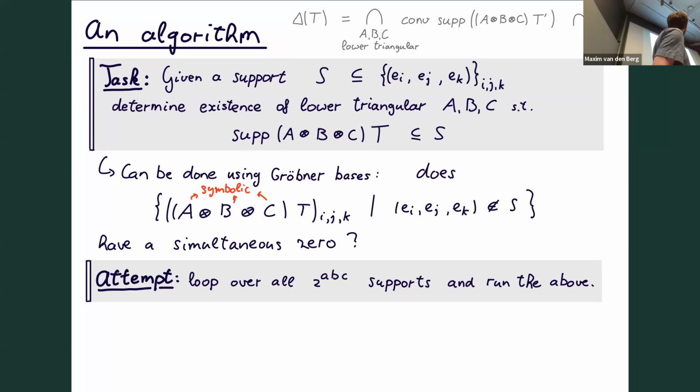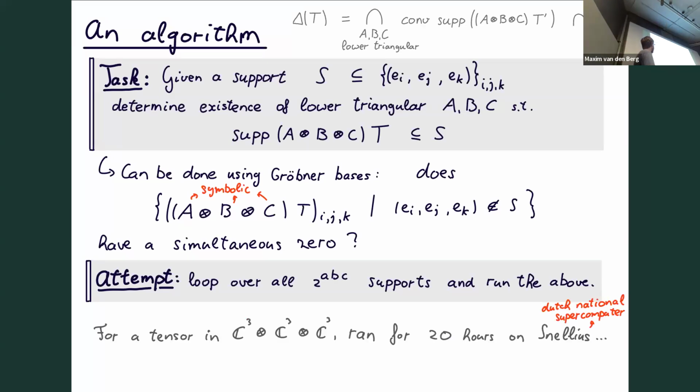So what you could try to do is loop over all possible supports and run this above task, and then take everything that you keep and take the intersection. This will give the result that you want. So that is what we tried at first. We take a tensor C3, C3, C3, and we try this with a couple of extra smart things, and then we run an algorithm. It runs for like 20 hours on Snellius, which is a national supercomputer, and then it ran out of memory. So it really wasn't working well. It took way too long. The out of memory was actually due to a bug in the program that we were using, which we were not able to fix. But in any case, this was not really working.